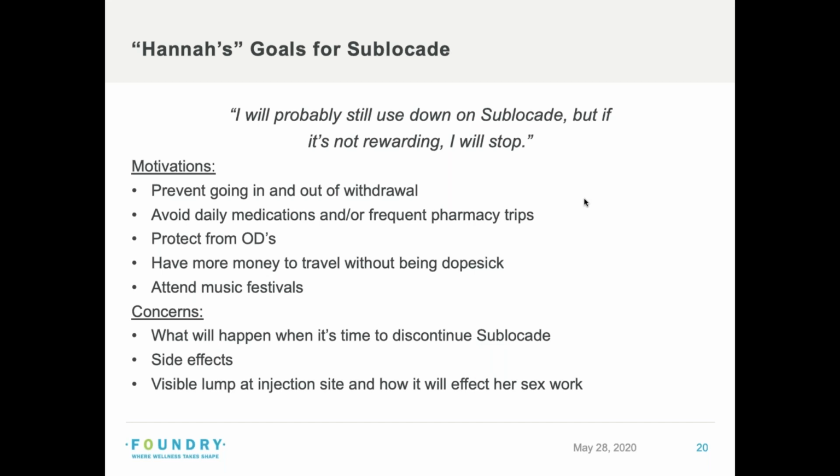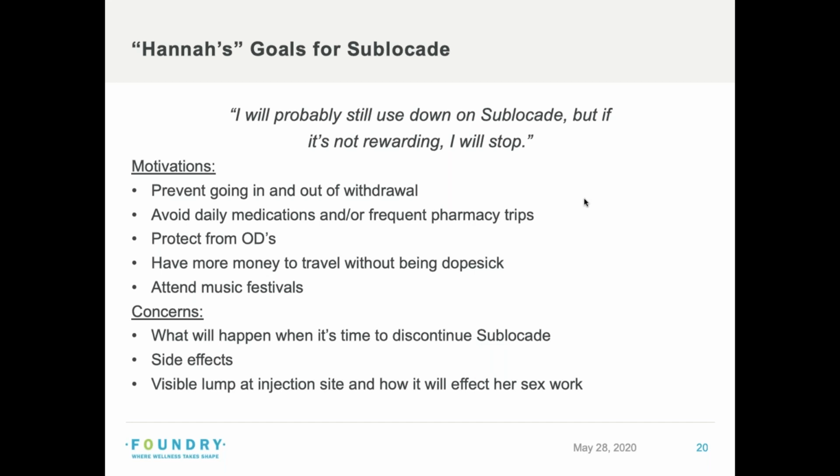So some of her motivations were to prevent going in and out of withdrawal. She didn't want to be taking daily medications or going to the pharmacy. She wanted to be protected from overdoses, and she wanted to be able to travel and go to music festivals with having money and not being dope sick.